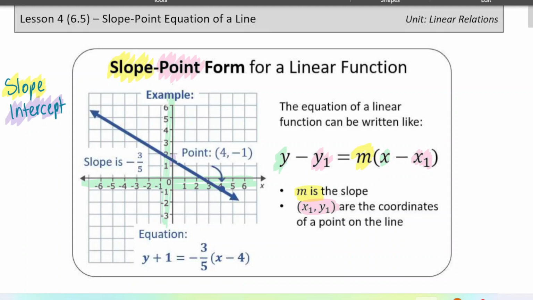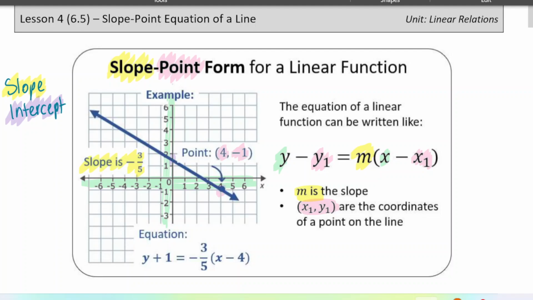Okay, so let's look at this example again here. I have a line. I've counted out the slope already. It's -3/5. And a point on the line, I can see right here, the coordinates are (4, -1). So the x value is 4, the y value is -1. And so this is how the equation would look. It looks a little bit different from how you would normally see equations with just y equals.